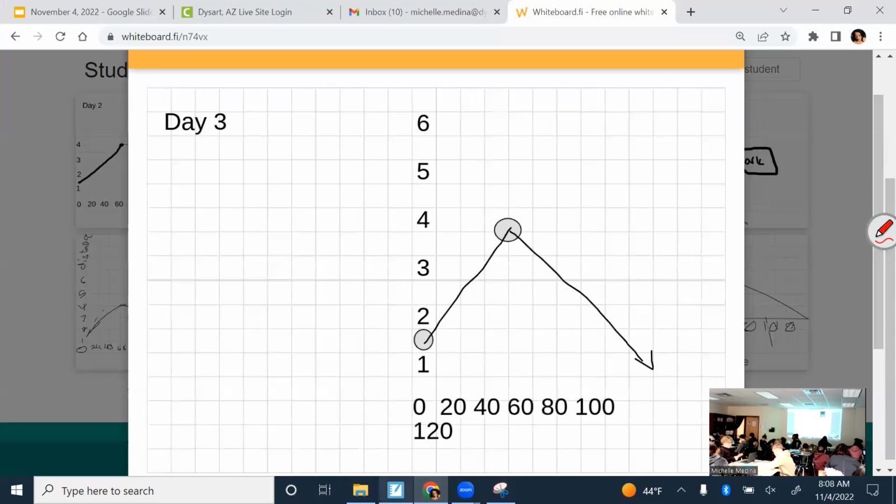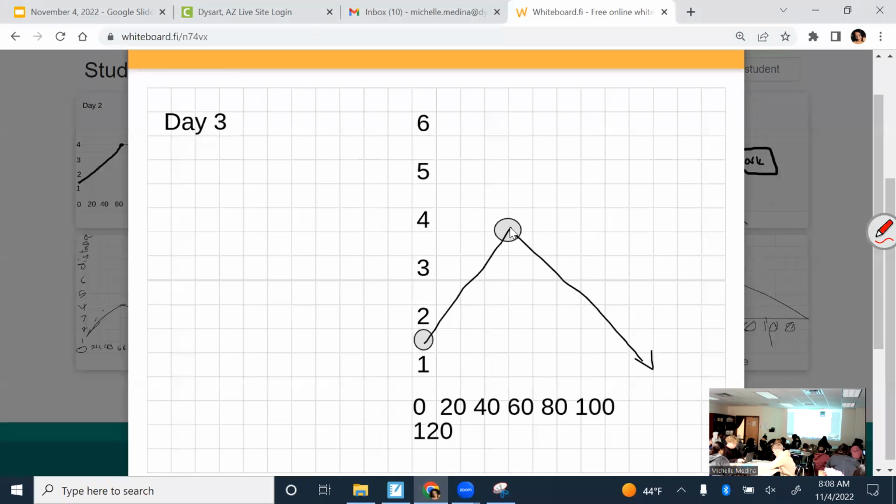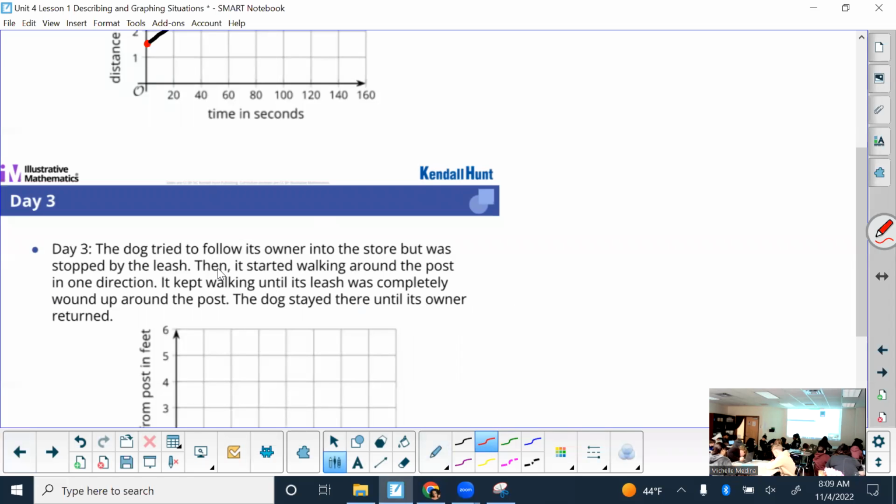Fully extended. Did it say how long the leash was? So the maximum it could be away really is 5 feet, correct? Okay. Let's see if that's on here. So really, to fix this, we might fully extend it up to 5 feet. And then it started walking around the post in one direction. It kept walking until its leash was completely wound up around the post.